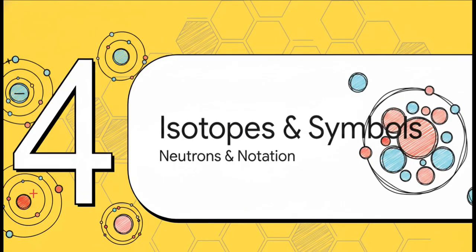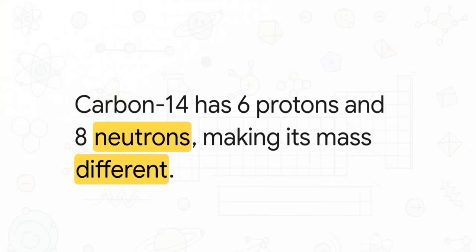All right, Section 4, isotopes and nuclear symbols. We know electrons control the charge, but what happens if you mess with the neutrons? Well, remember, changing protons changes the element itself, but neutrons are a bit more flexible. When you change the neutron count, you get an isotope. Take carbon-14. Every single carbon atom in the universe has 6 protons.